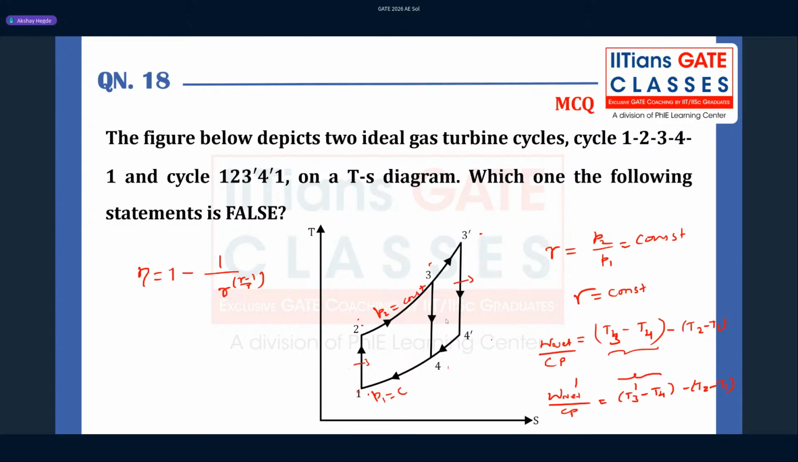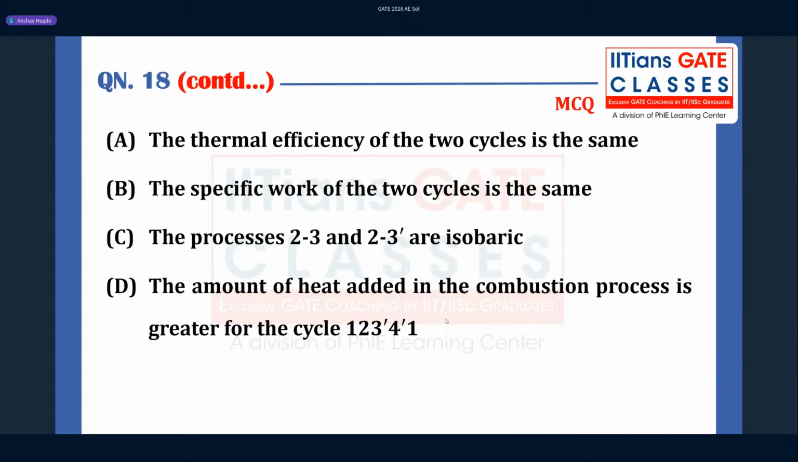So now look at the options that we have. The thermal efficiency of the two cycles is the same. So that is correct. The specific work of the two cycles is the same. So that is not correct because we have seen the cycle maximum temperature increases. So that means the specific work output also increases.